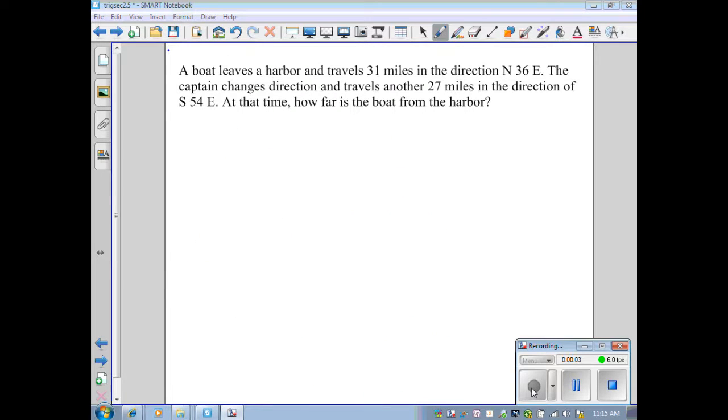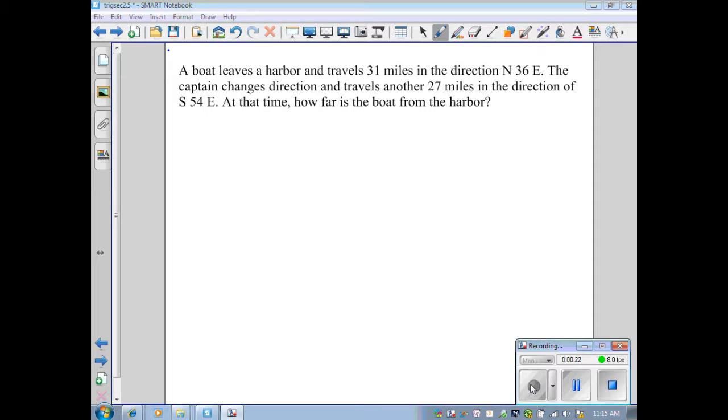Let's look at another problem. A boat leaves a harbor and travels 31 miles in the direction of north 36 degrees east. The captain changes direction and travels another 27 miles in a direction of south 54 degrees east. At that time, how far is the boat from the harbor?